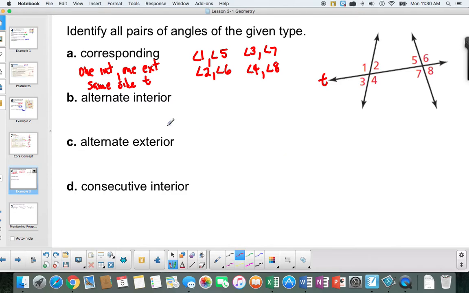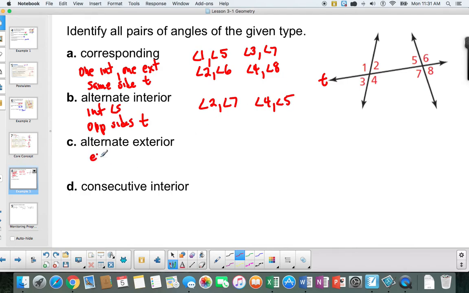Okay, alternate interior angles. Remember, they have to be interior angles, so they have to be between the two lines, and they must be on opposite sides of the transversal. And make sure they're not adjacent. So that would be angle 2 and angle 7, and also angle 4 and angle 5.